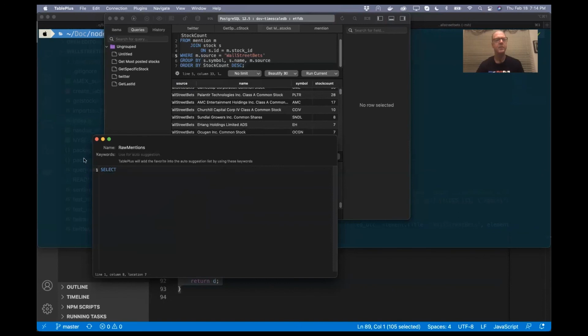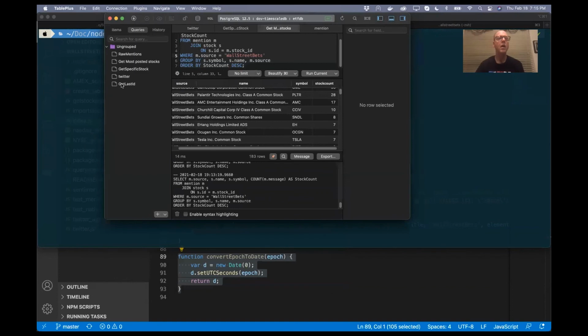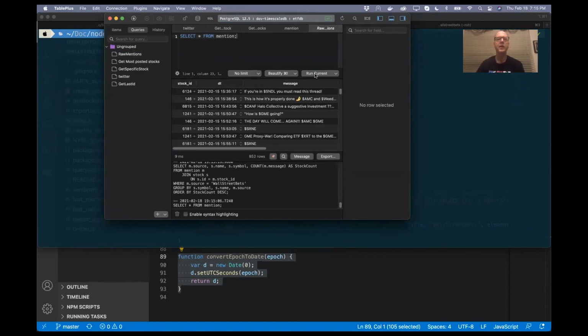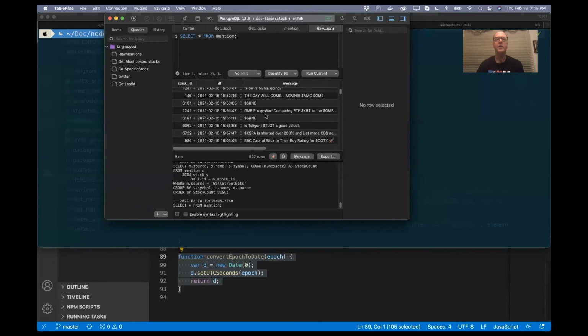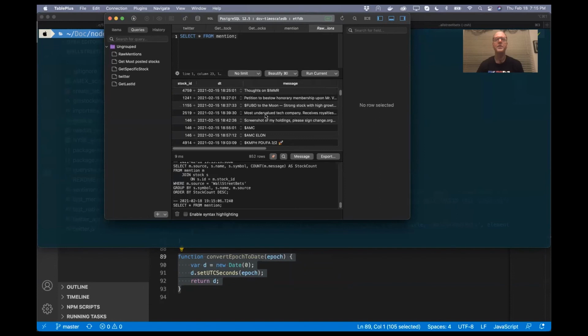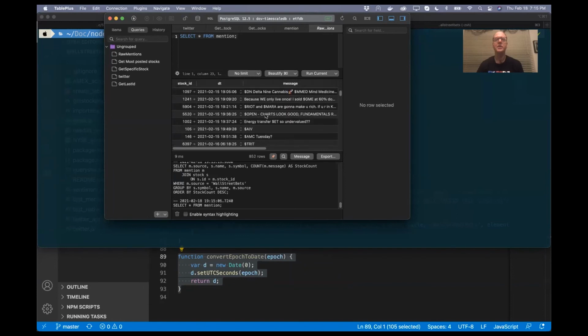I can't remember the name of the table. I'm just going to do star from mention. All right, and we can run that. And then we can see here basically all these different matching stock mentions.